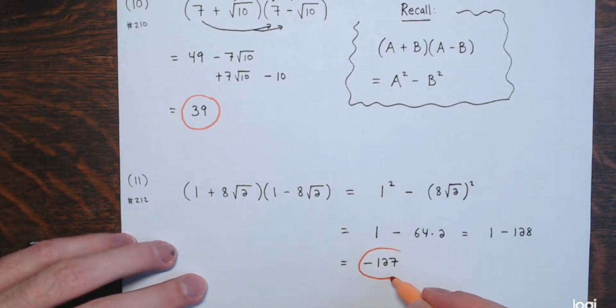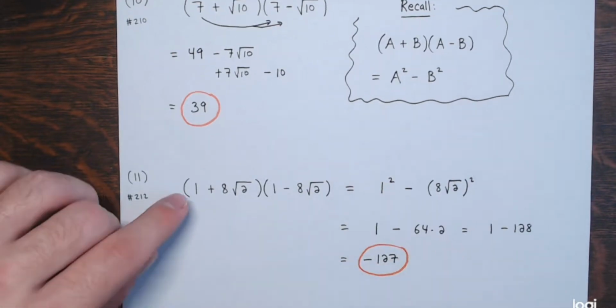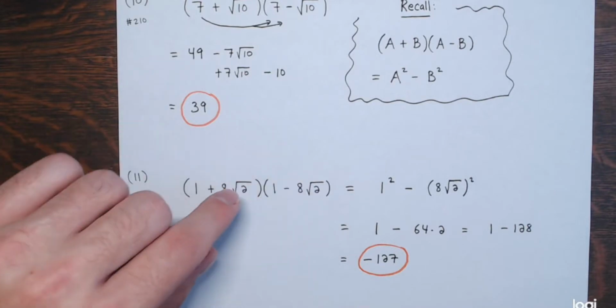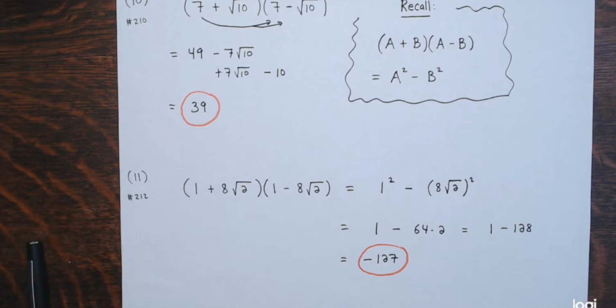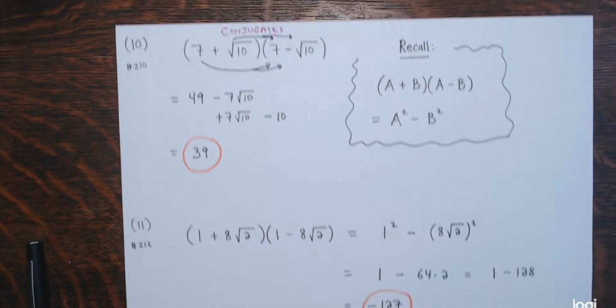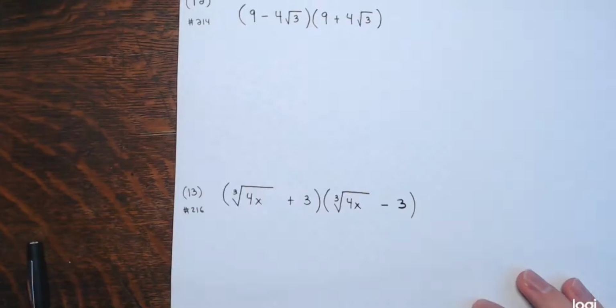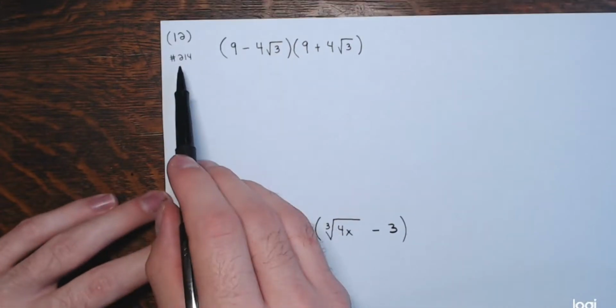And this is exactly the same thing I would have gotten if I distributed the 1, then distributed the 8 square root of 2, and then combined like terms. Negative 127. And once again, punch this original expression in a calculator and see, do you get negative 127 back? And you should. All right, I got one more page here, 2 more exercises. Number 12 is exercise 214.